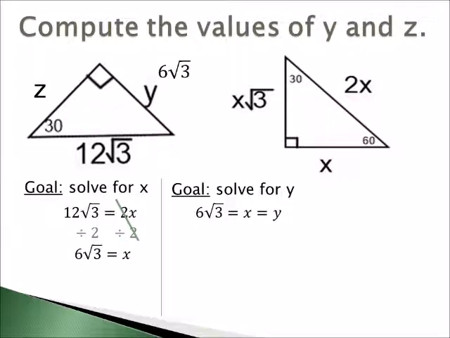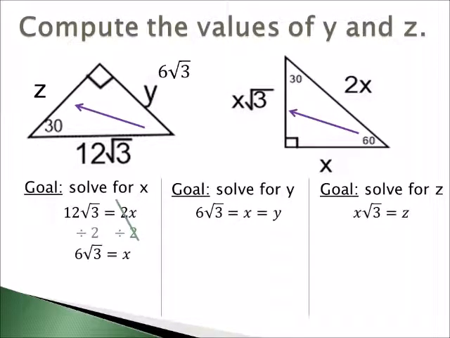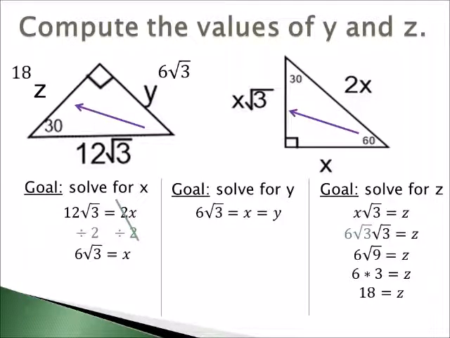Now let's solve for z. Z is across from your 60-degree angle. So you know that when we're solving it, x radical 3 is equal to z. Since we know that x is equal to 6 radical 3, we're simply going to substitute to get 6 radical 9 is equal to z, which also simplifies to 6 times 3, which is indeed equal to 18. So the third length of our triangle is 18. So the triple here would be 6 radical 3, 12 radical 3, and 18.